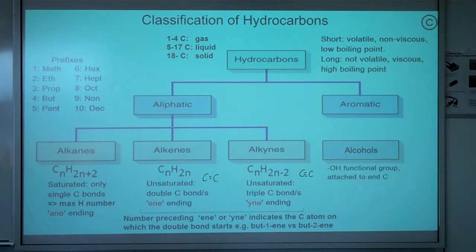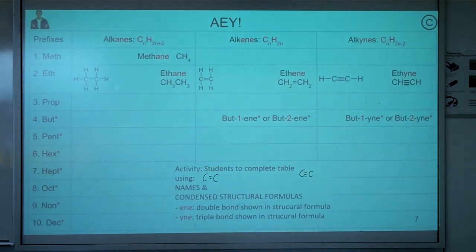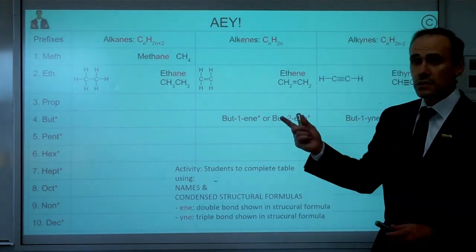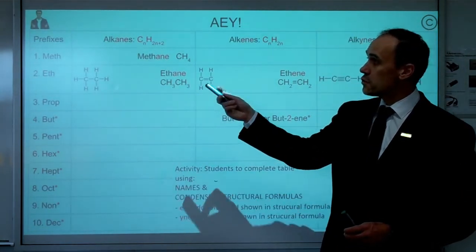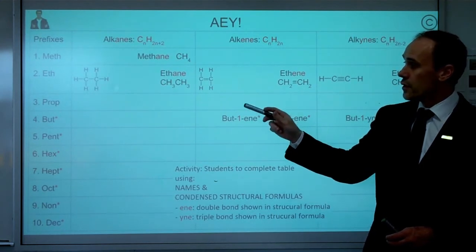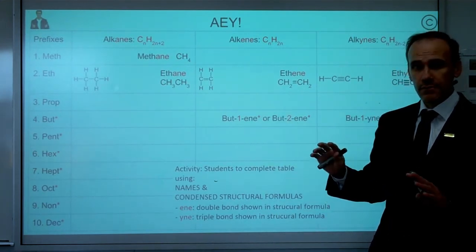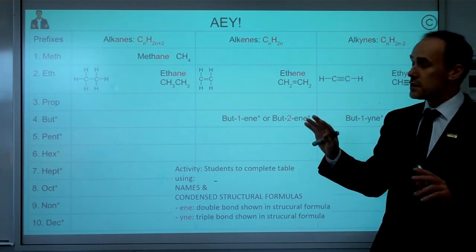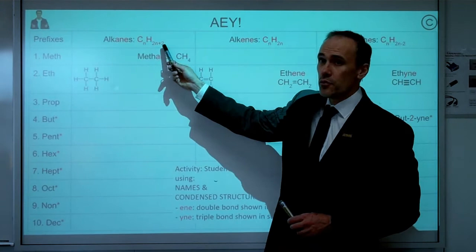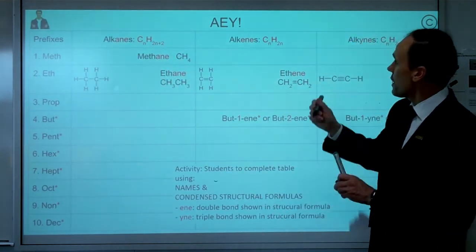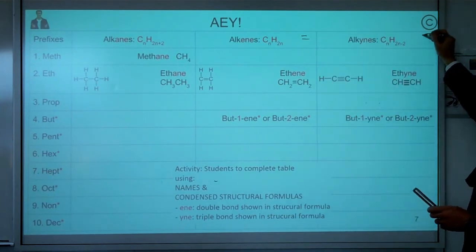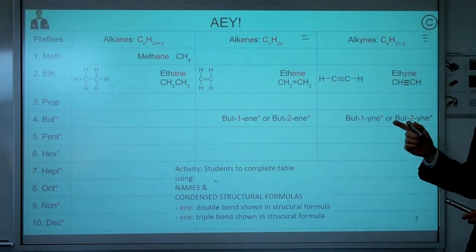Okay, now this particular activity, this is what you're going to draw up in your book, but we'll work through a couple of examples. So I mentioned before you need to know the prefixes. Meth is 1, eth is 2, 3 is prop, 4 is but, 5, 6, 7, 8, 9, 10. Okay? Don't draw it now. Just let's work through a couple of examples. Now, we've got our alkanes in the formula. Alkenes, remember, have that double bond somewhere. The alkynes somewhere have a triple bond.